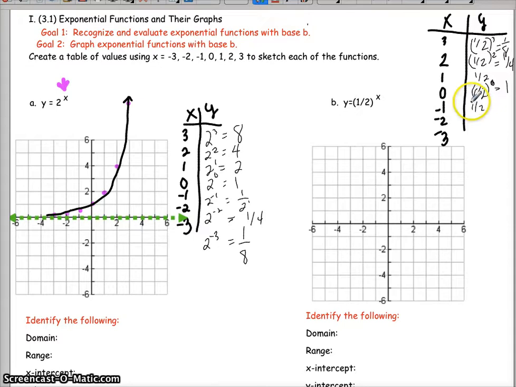1/2 to the -1 power. Here we go with negative exponents again. This is the reciprocal of 1/2 to the first. 1/2 to the -2 power. This is the reciprocal of 1/2 squared, so 4. 1/2 to the -3 is the reciprocal of 1/8 or 8. So let's plot those points now.